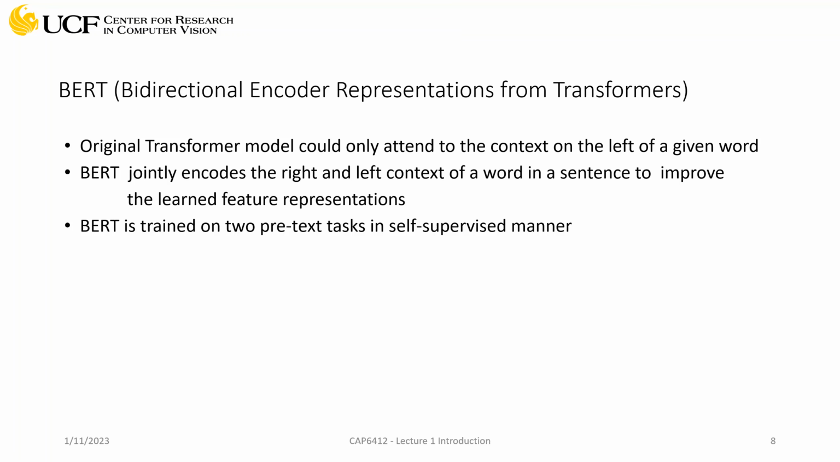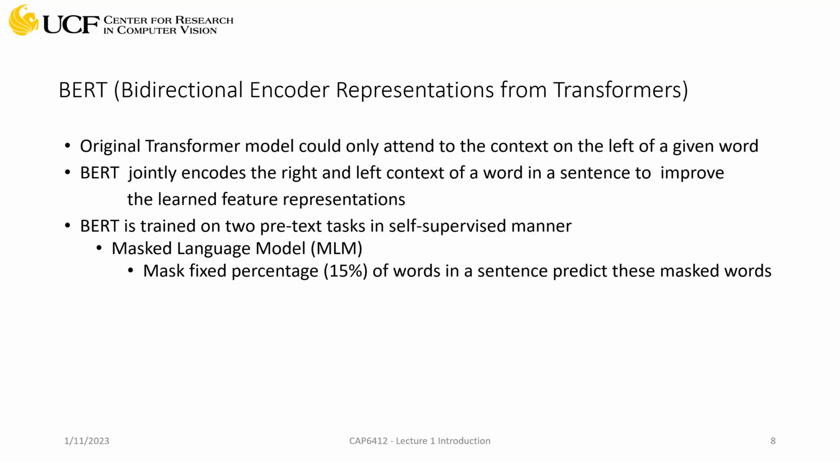So BERT is trained on 2 pretext tasks in self-supervised manner. Self-supervised training means that you don't have to have labels, okay? So one is called masked language model. So the idea is that you have, say, a sentence, and in that you mask out 15% of the words and have the network predict the masked words, okay? So of course, it's a self-supervised learning because you will know the original sentence, you mask out and you know what should be, so you can have the ground truth and then try to minimize the error and learn the representation.